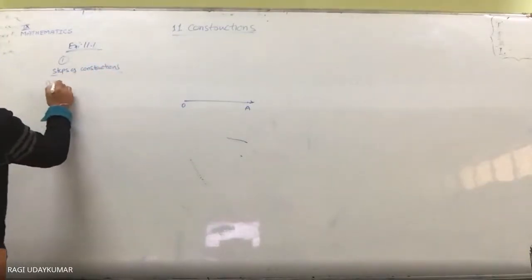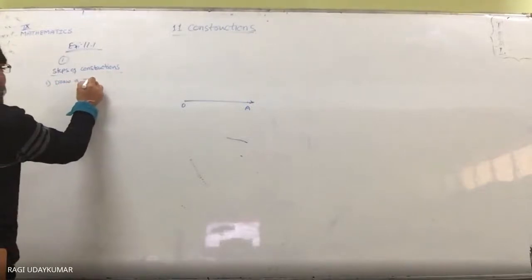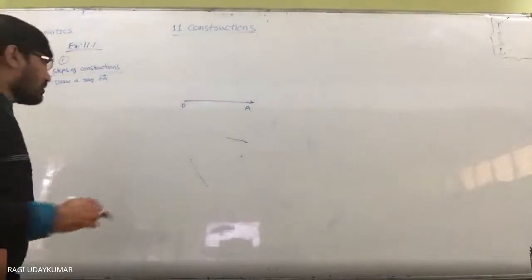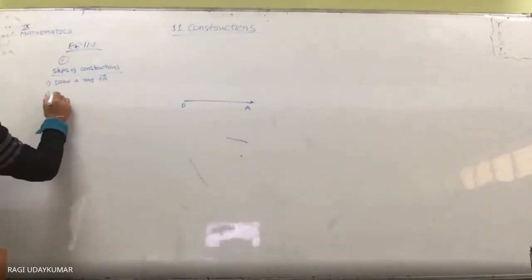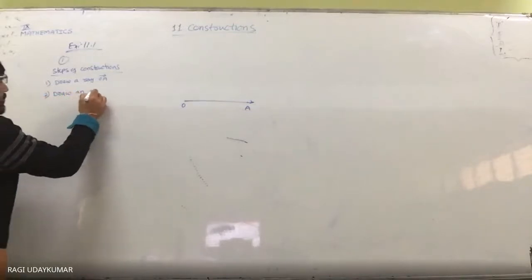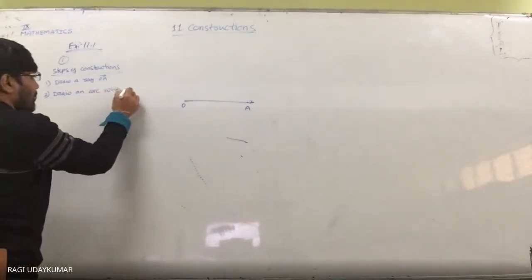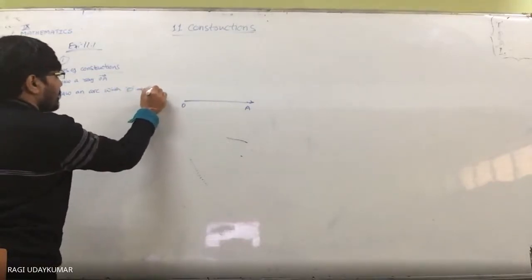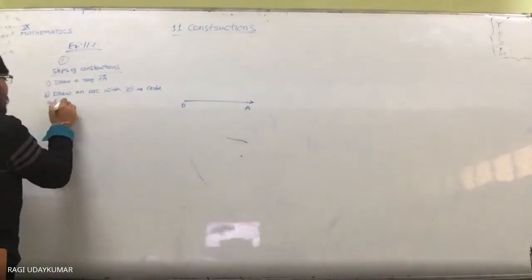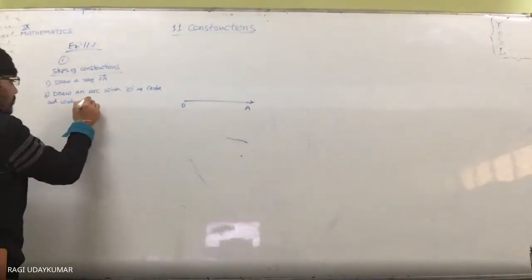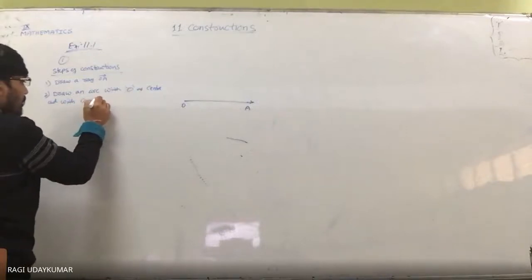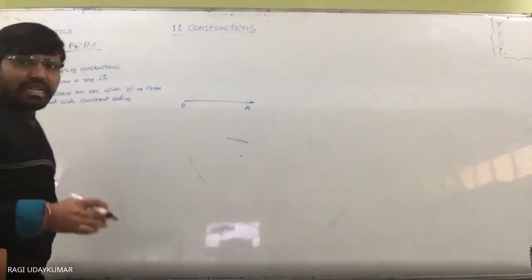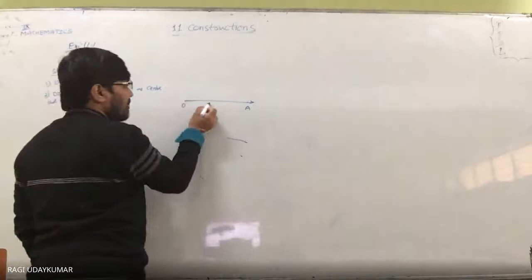The first one is draw a ray OA, O as an initial point. Next, second, what you have to do? Draw an arc with O as a center and with convenient radius. Radius can be taken to your convenient radius. O as a center, one arc you have to draw.